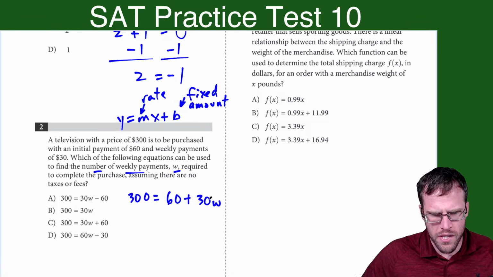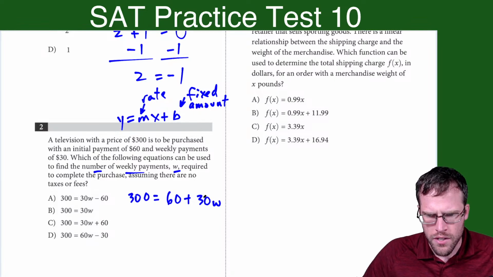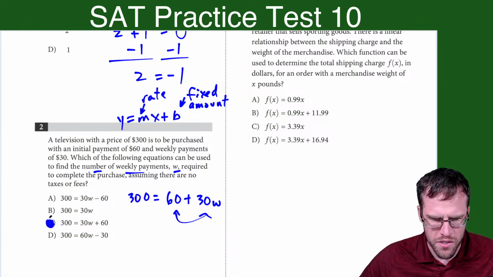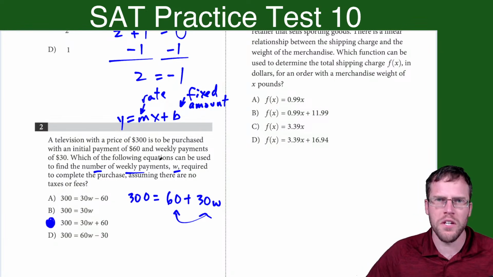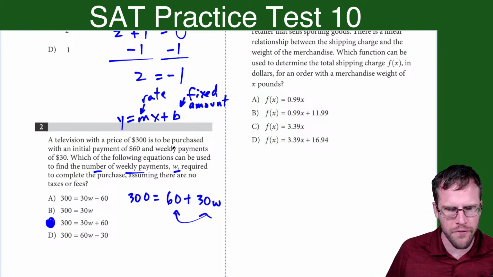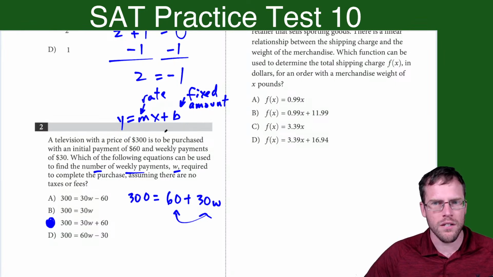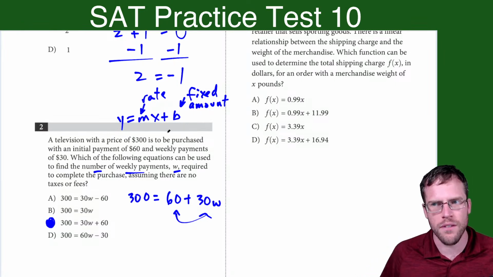So now scanning the answer choices here, initial payment of 60 plus 30 times W. It looks like these got flipped here, so let me flip those, and it would be 30W plus 60. So that's going to be choice C. All right, so this is one of those linear equation word problems, but the fixed amount or the initial amount is your constant at the end, and the rate here is the coefficient of x, or in this case, w.